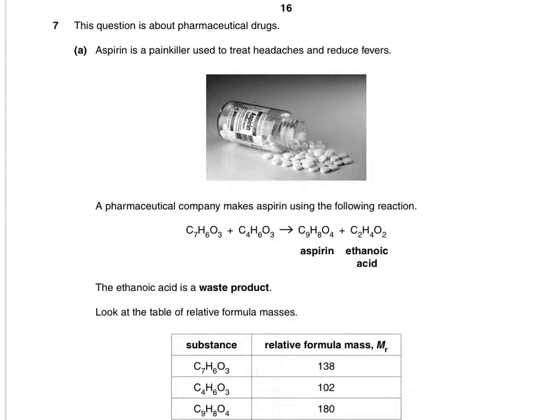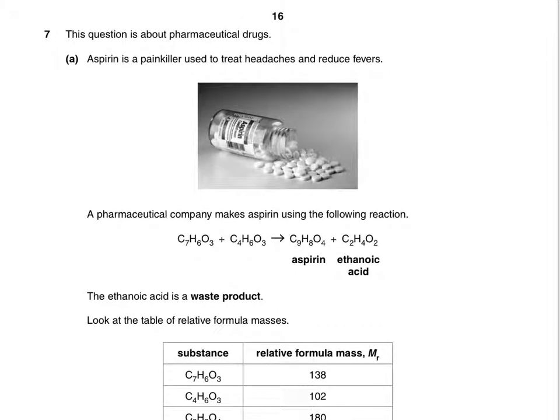Okay. So on to question 7 for us. Questions about pharmaceutical drugs. Aspirin is a painkiller used to treat headaches and reduce fevers. The pharmaceutical company makes aspirin using the following reaction.